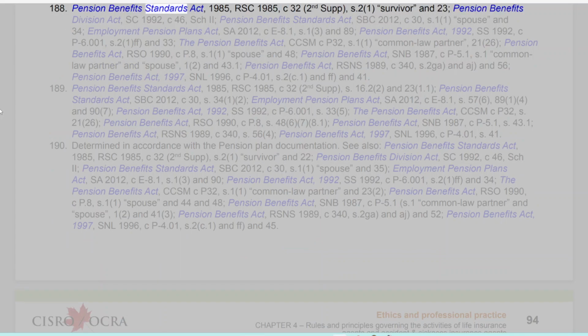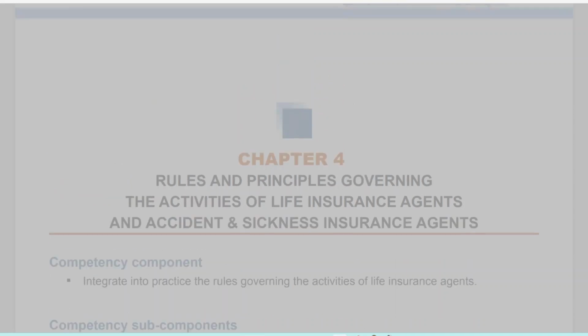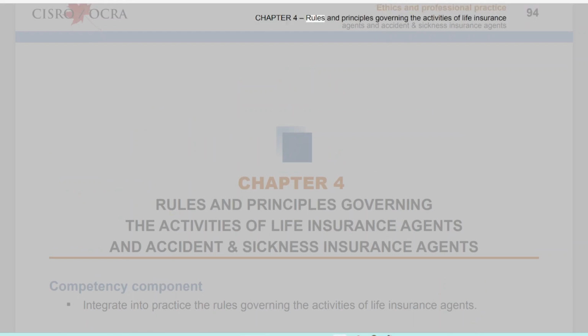Pension Benefit Standard. Chapter 4 Rules and Principles Governing the Activities of Life Insurance Agents and Accident and Sickness Insurance Agents. Competency Component: integrate into practice the rules governing the activities of life insurance agents. Competency Subcomponents: explain the role of the organizations that protect clients, and integrate into practice the obligations and responsibilities of life insurance agents. Ethics and Professional Practice.